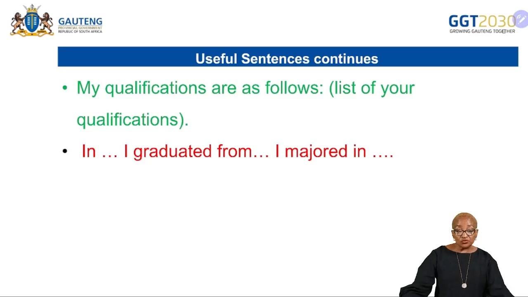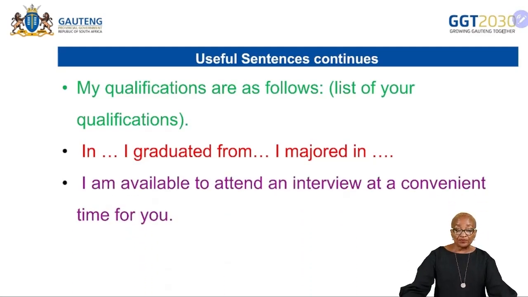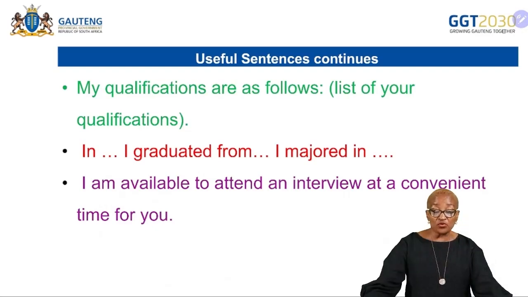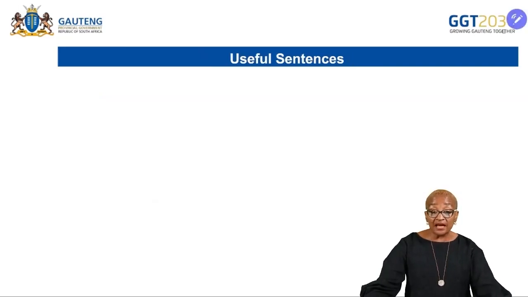In the year 2019, I graduated from this institution, from Wits University, and I majored in whatever subject that you would have majored in. You include that there. You must also tell your availability. I am available to attend an interview at a convenient time for you. Remember, these are just useful sentences that you may use when you write this kind of a letter.